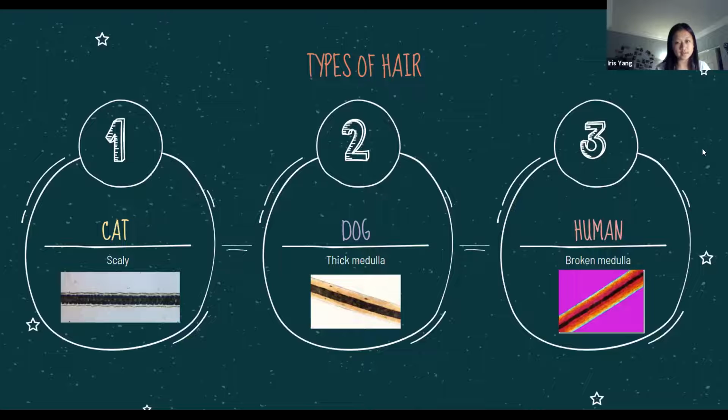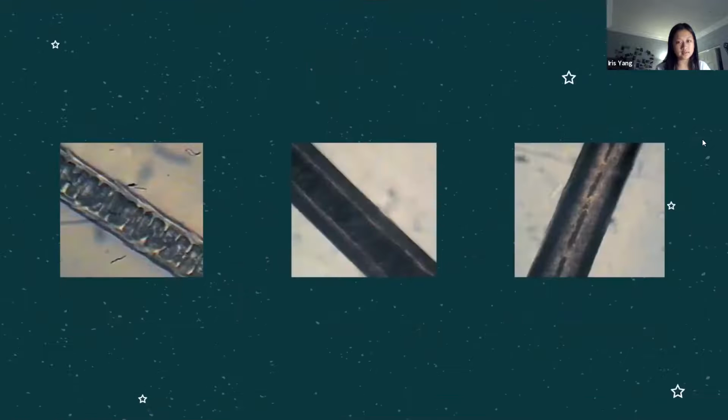Okay. Let's look at these ones. What do you think the first one is? Oh my God, I accidentally clicked on it, but that is cat hair. You can see the scaliness of this with the little things like that. Okay. Does anyone have a guess for the second one?